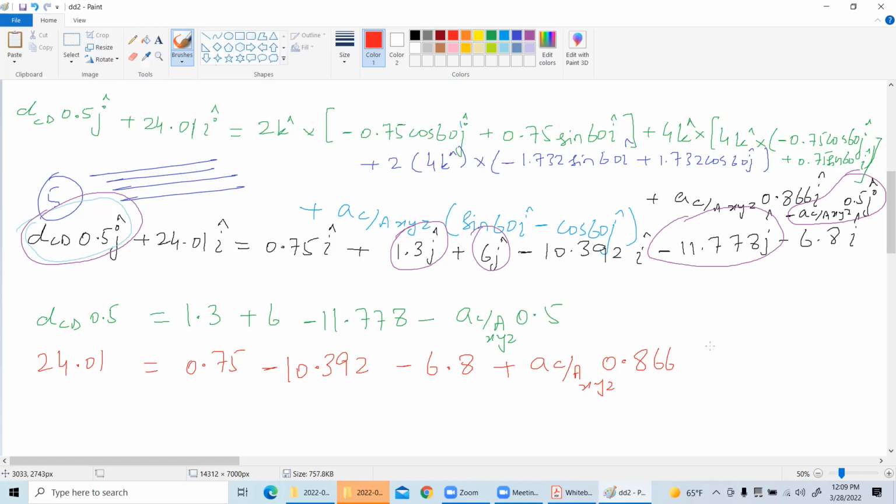So, okay, give me the answers. Come on, this is the fun part now. Anyone? Alpha CD is? For finding alpha CD, we need to find AC with respect to AB. That's fine. Two equations, two unknowns. Just give me AC with respect to AXYZ from the second equation, and then give me alpha CD. I just need answers from all of you.